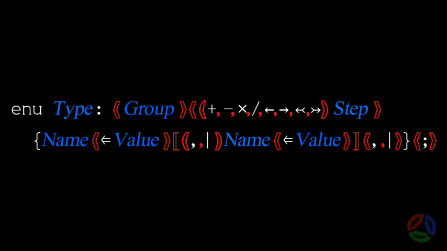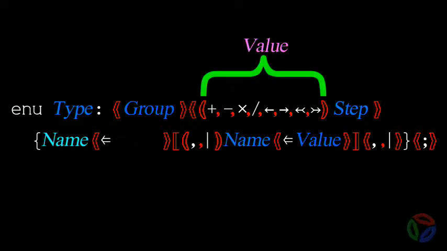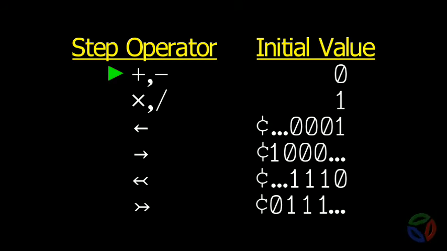When an enumeration is first created, the initial value can be explicitly set by an assignment to the first symbol in the identifier list. If it is not assigned an explicit value, then the initial value is implied by the step operator. A plus or minus step operator sets the initial value to 0. A multiply or divide step operator sets the initial value to 1. A shift left sets the initial value's low order bit to 1 and clears all other bits. A shift right step operator sets the initial value's high order bit to 1 and clears all other bits.